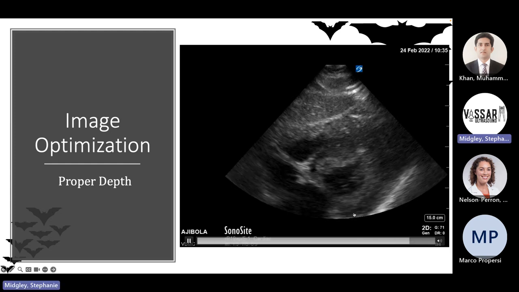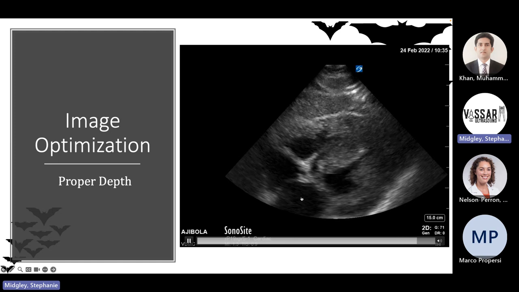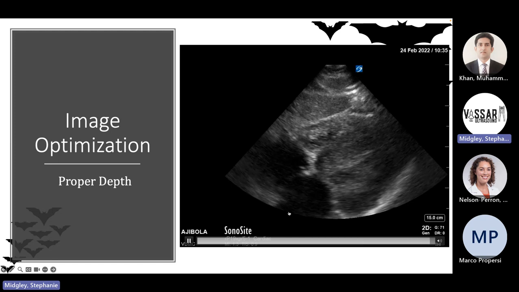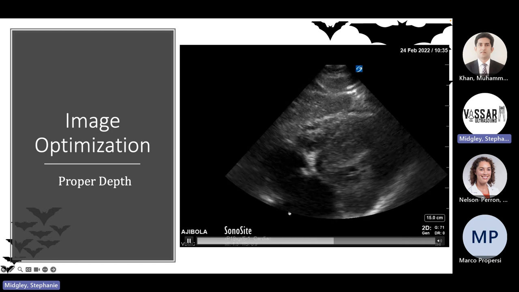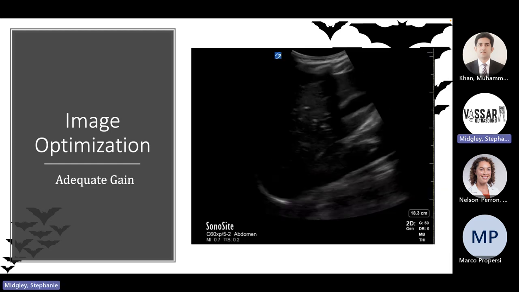So the first thing here, you can see this image is not deep enough. This is a subxiphoid view and part of the left ventricle is cut off and I don't see the entire left atrium. So depth is not proper. So bring your depth down. Once you get your depth, then you can tweak your positioning. And then the next thing you want to adjust is your gain, right?